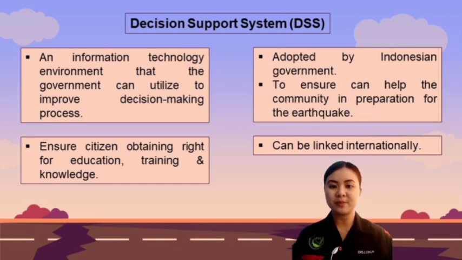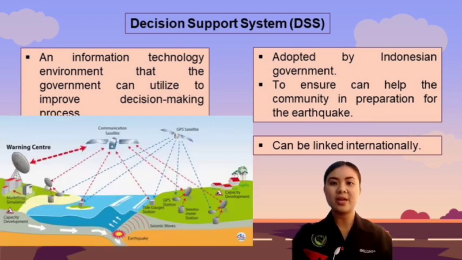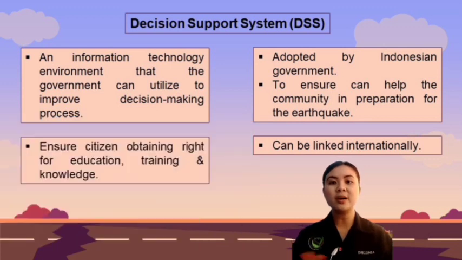Providing a decision support system (DSS) by the government can help in overcoming the earthquake. DSS is an information technology environment that the government can utilize to improve the decision-making process for earthquake mitigation. This system was adopted by the Indonesian government as earthquakes always occur in that country. Therefore, the government adopts the system to ensure it can help the community in preparing for earthquakes.